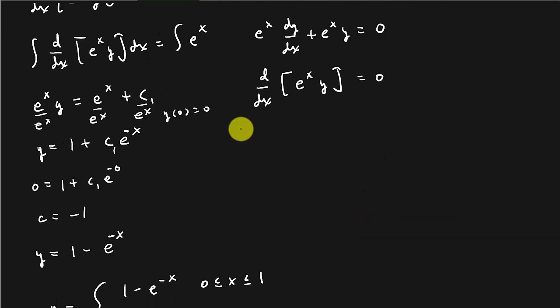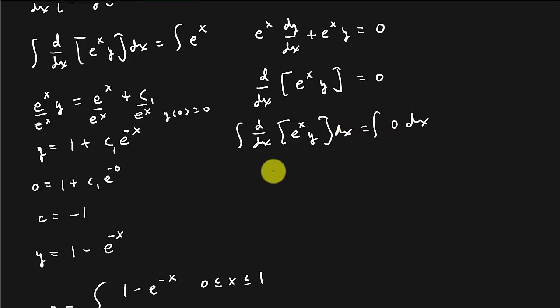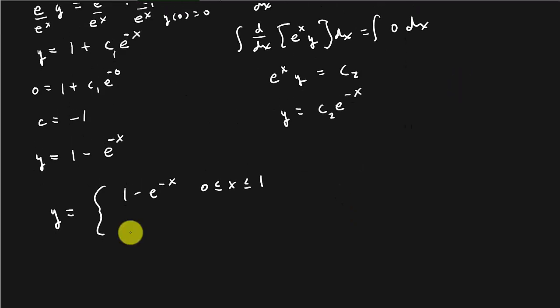And so if I integrate both sides, the integral of d/dx of e to the x y dx equals the integral of 0 dx. So e to the x y equals c. So y is equal to c e to the negative x. Whoops, I forgot again, let's call that C2. So this would give me C2 e to the negative x, and this is for x greater than 1.